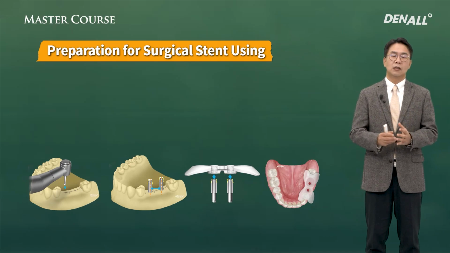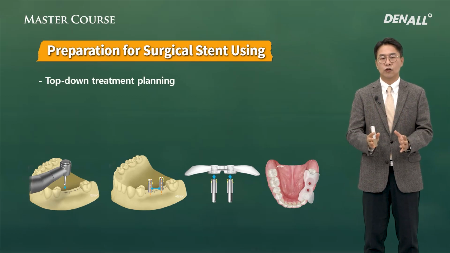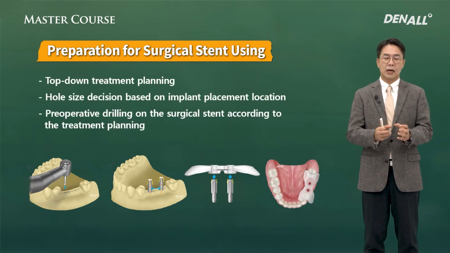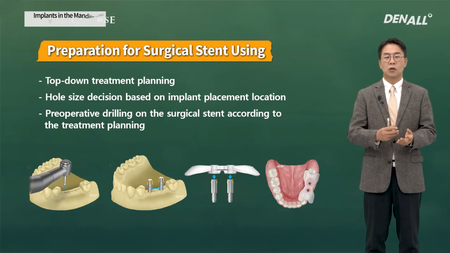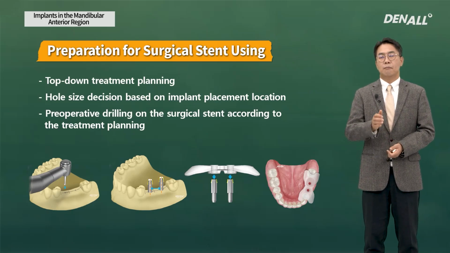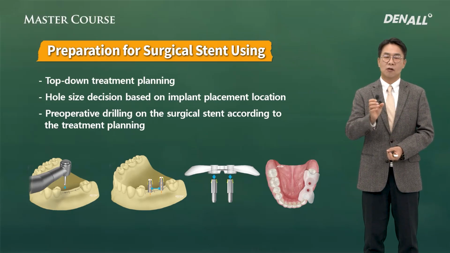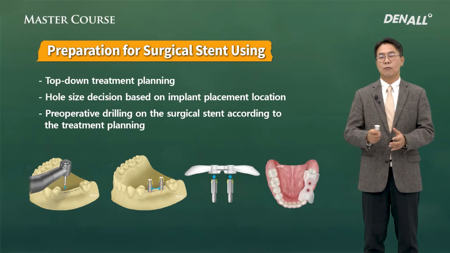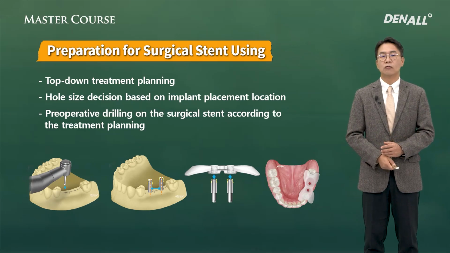As I said before, the surgical stent is similar to the guided surgery. It is a way of top-down treatment planning. The hole size can be decided based on the implant placement location, and the hole size can be enlarged or reduced depending on the preference of a surgeon. But this is not applied up to the last drill. In most cases, it is used to control the position of the implants, to control the distance between them. A clinician may apply the margin a little bit wider.